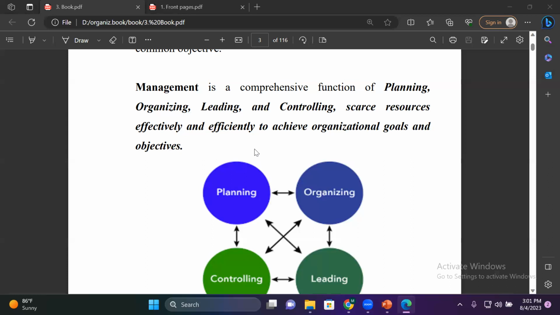effectively and efficiently. And why are we doing this? Why do we use all these resources effectively and efficiently? Ultimately, to achieve the organization's goals and objectives.